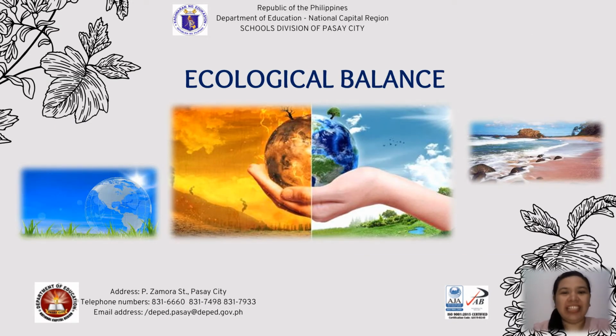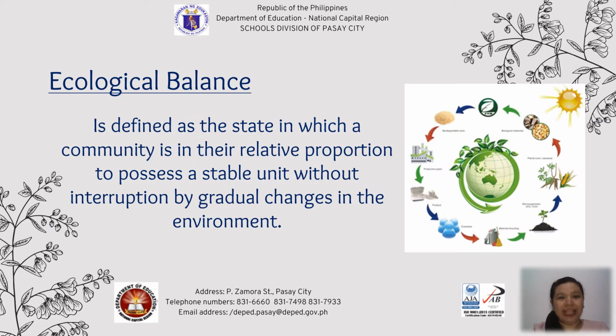Let's find out and describe what is ecological balance. Ecological balance is defined as a state in which a community is in relative proportion, possessing a stable unit without interruption by gradual changes in the environment. This balance may be disturbed due to the introduction of new species, the sudden death of some species, natural hazards, or man-made causes. In this module, we will discuss how a change in one population affects another population living in the same ecosystem.